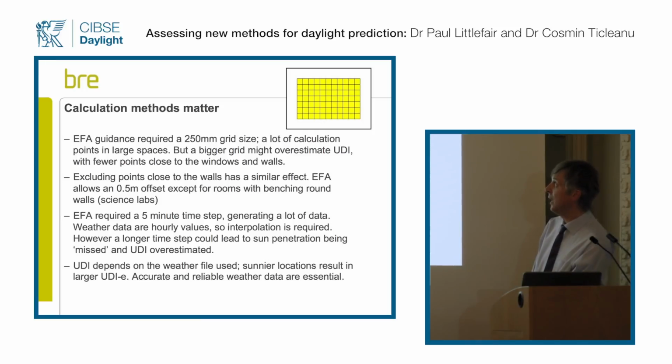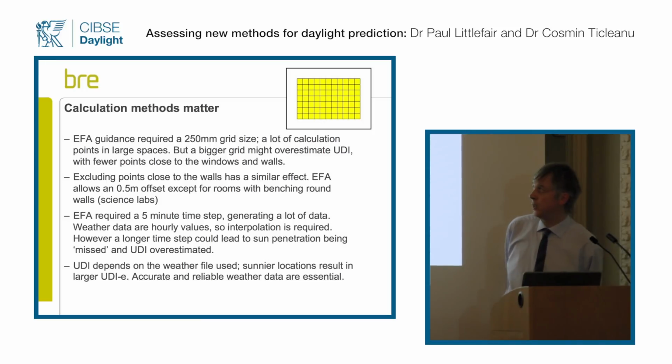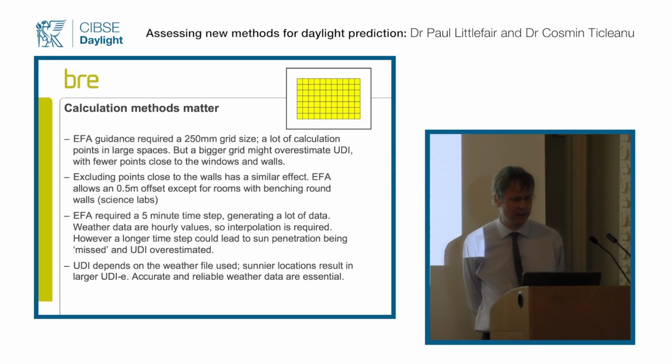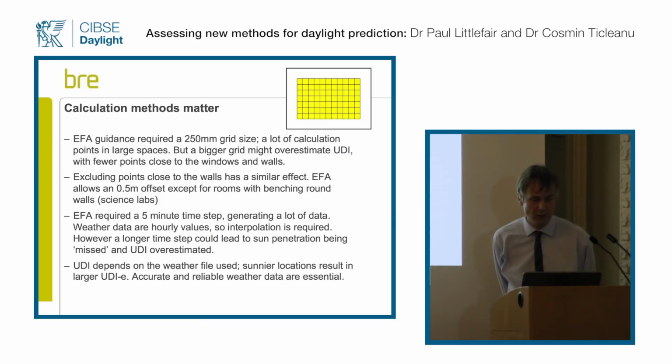The other thing is that we talk quite a lot about calculation methods, and how you actually calculate these things in detail makes quite a big difference. The Education Funding Agency guidance required at the time, I don't know if this has changed since, because people were lobbying for them to change it, a 250 mil grid size, which is about 10 inches in old money. And that gives a lot of calculation points in a large space such as a gymnasium or school hall.